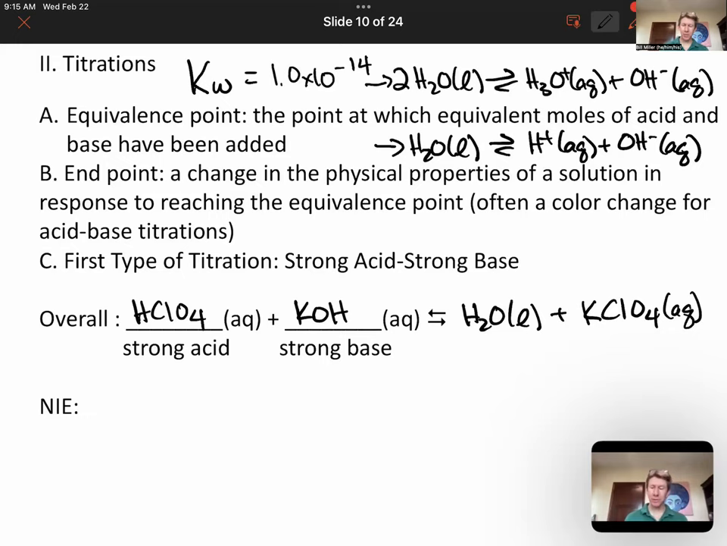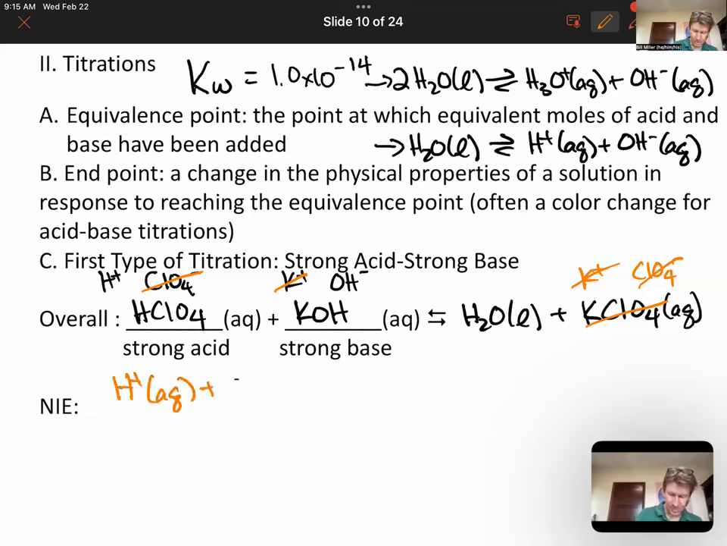From first semester general chemistry, we also did total ionic equations and net ionic equations, and we're just going to jump to the net ionic equation. Let's do it a little differently. Strong acids break up 100% into two ions. Strong bases break up 100% into two ions. Turns out that the K plus and the perchlorate minus will end up being spectator ions, so that's why we're canceling them out. We end up with either version, so it's going to be H plus plus hydroxide goes to water.